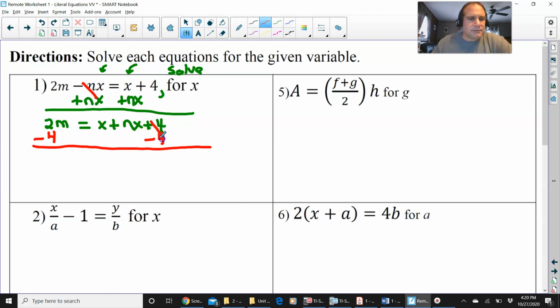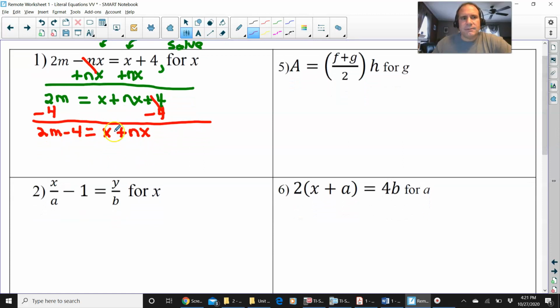And this cancels. So I have 2m minus 4 equals x plus nx. You see how I have the x's on one side now, and there's one less term that I have to worry about? Well, this is where it gets a little bit tricky.